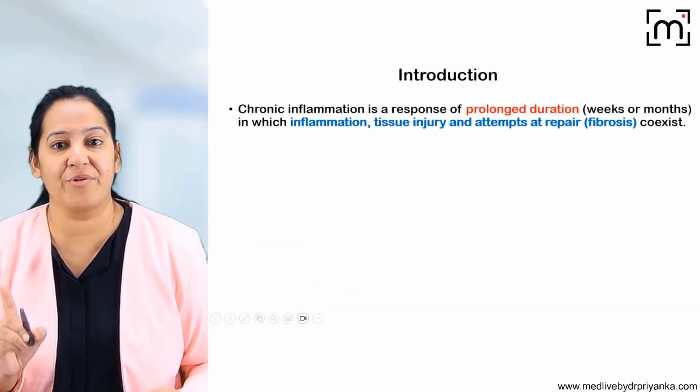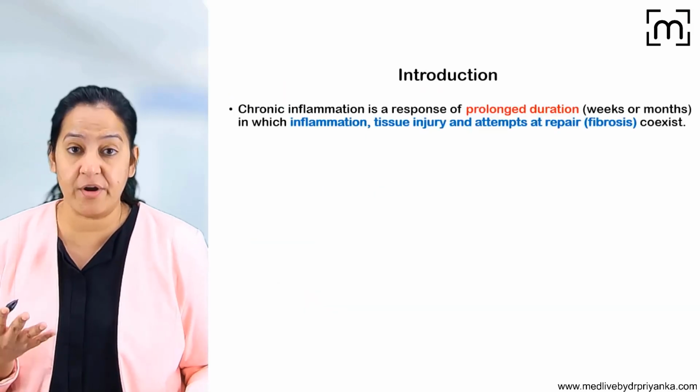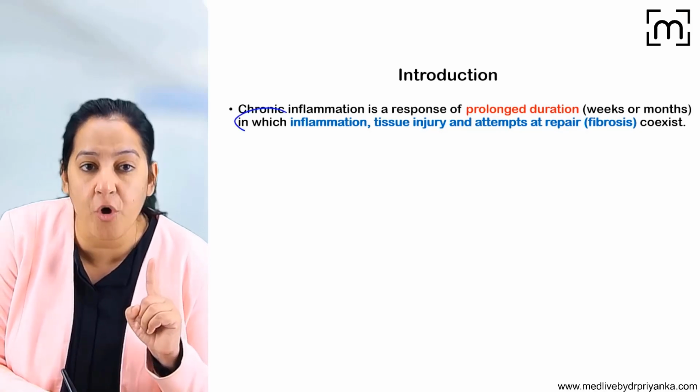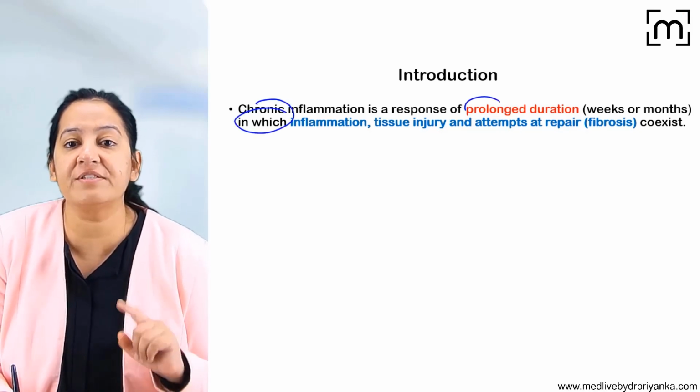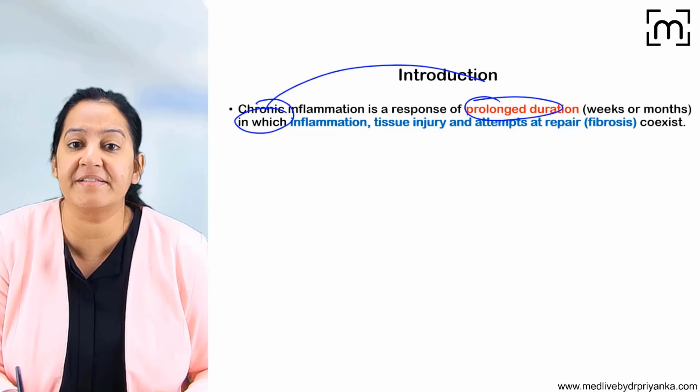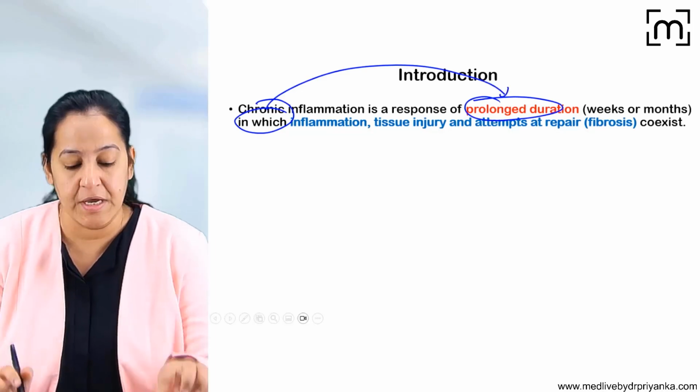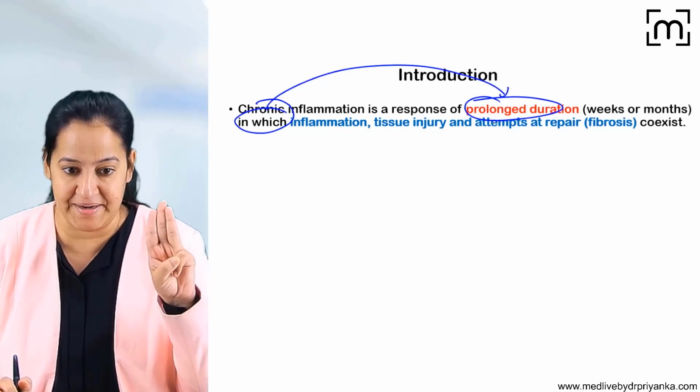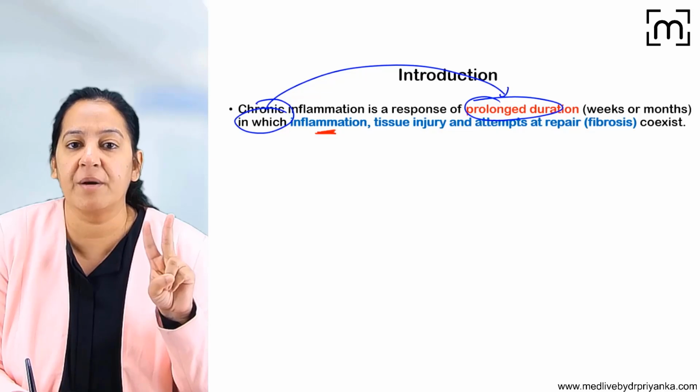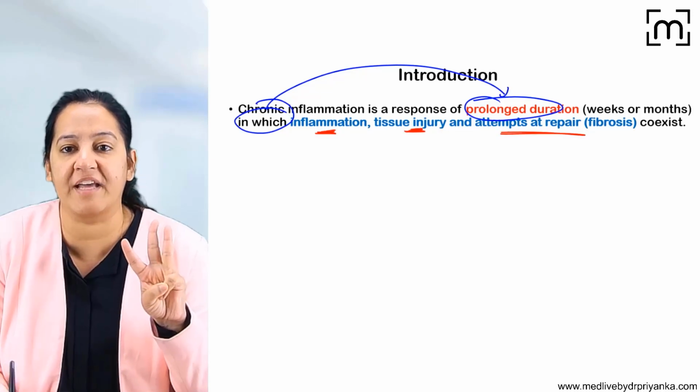So let's start with the introduction or the definition. What is chronic inflammation? As the name indicates, it's an inflammation which is of prolonged duration. It's chronic, it's prolonged duration. So here three things take place simultaneously. Number one, inflammation. Number two, tissue injury. Number three, attempts to repair.